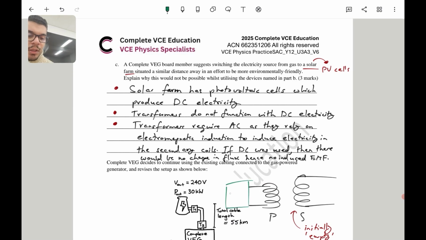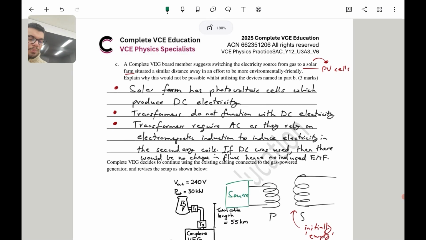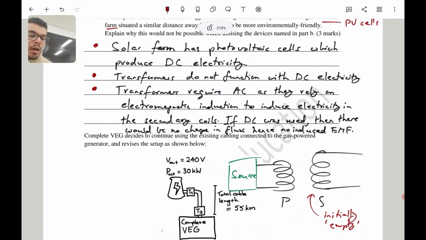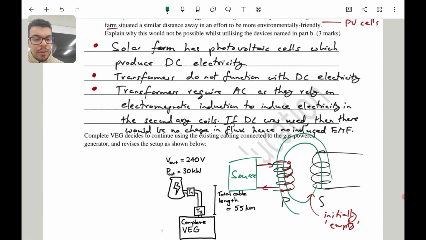Now if this electricity source is DC, what this would mean is that the current in the primary coil is going to be flowing in the exact same direction. And that will mean that the magnetic flux that comes out of the primary coil and enters the hollow area of the secondary coil is not going to change direction. The magnetic flux will have a constant direction. In this case, I'm drawing the direction as upwards. You can see how the magnetic flux stays upwards through the secondary coil.